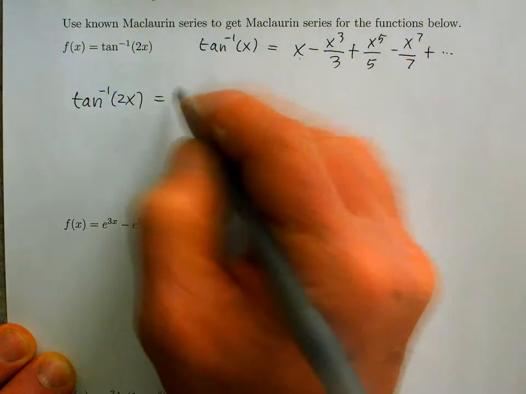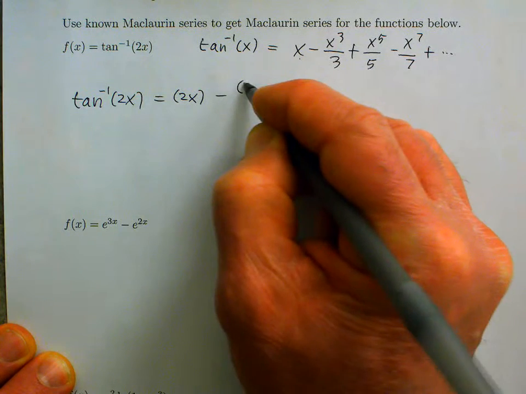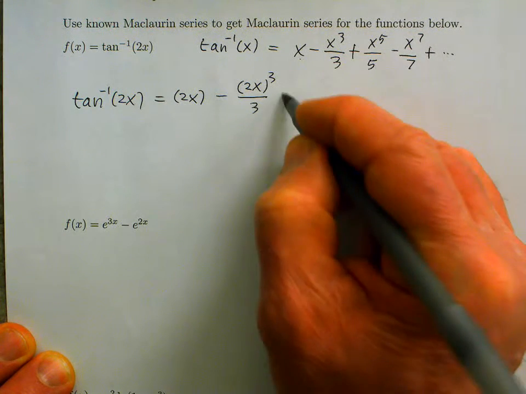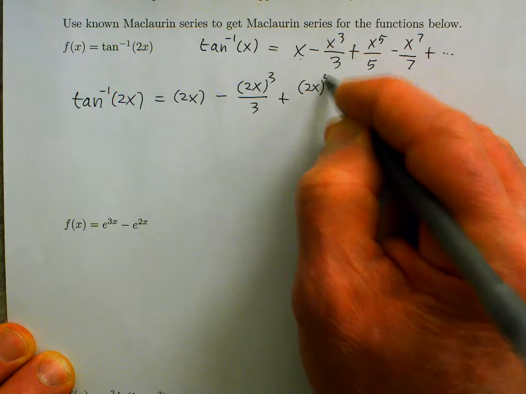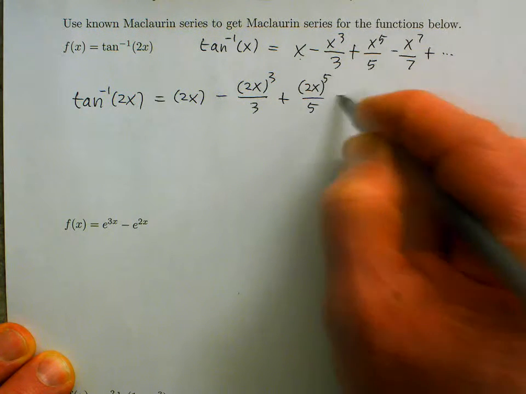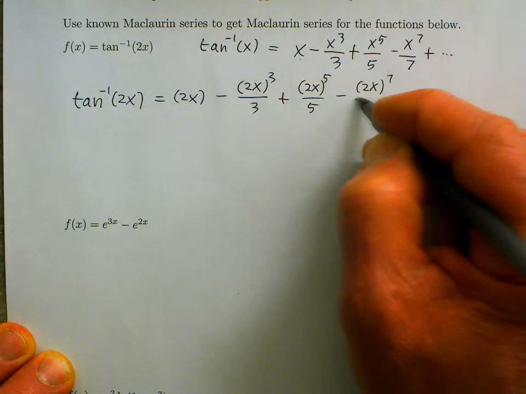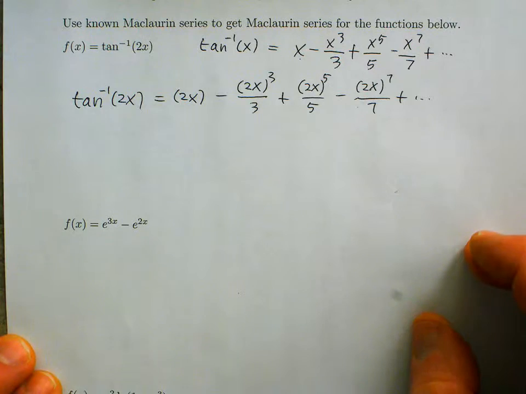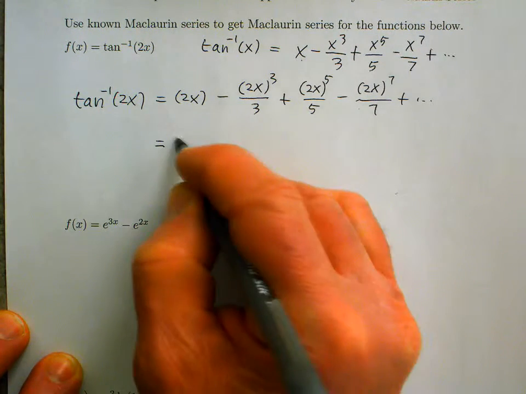So this one, 2x, and then minus 2x to the third over 3, and then plus 2x to the fifth over 5, and so on. So not too bad. Let's take it one step further.